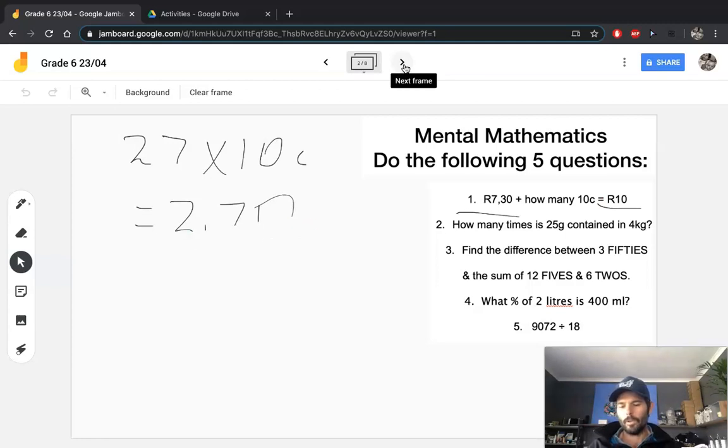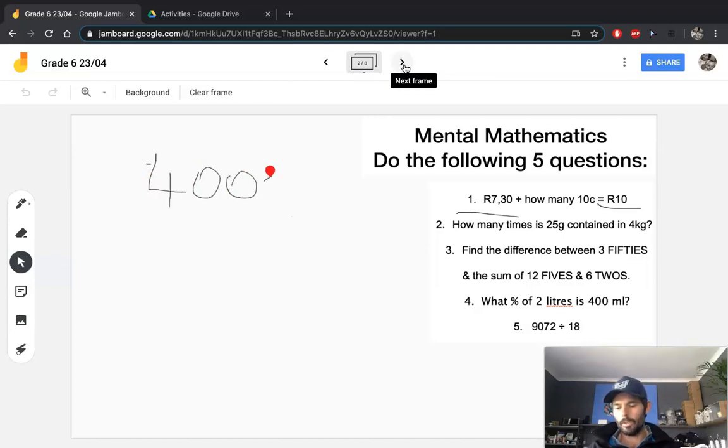Your second one is how many times is 25 grams contained in 4 kilograms. So the first thing you need to do is recognize that there are 4,000 grams in 4 kilograms. It's 1,000 grams in 1 kilogram. How many times does 25 grams go into 4,000? So I wouldn't even do that first. I would first say, how many times does 25 grams go into 100? And we know that's 4.